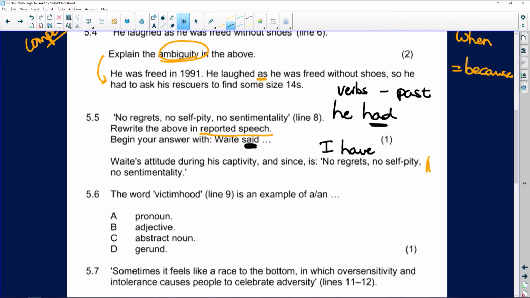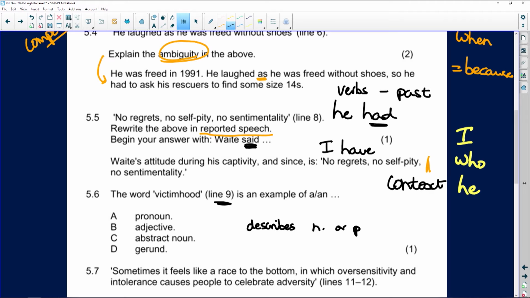Right. This is a very typical, 5.6 is a very typical FAL question. You are given a word and multiple choice. You need to know which one it is. Now, go back to the passage, check the context. Remember, if it's a pronoun, it takes the place of a noun. That's not a pronoun. Obvious pronouns are I and who, and he. It's not a pronoun. An adjective describes, and it describes either a noun or a pronoun. An abstract noun names something, because that's what abstract nouns do.